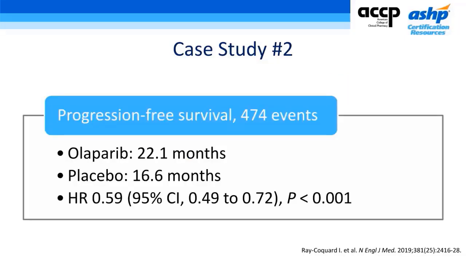Okay, this slide shows the results for the primary outcome, which was progression-free survival. There were 474 events, which met their criteria in their power calculation. So progression-free survival with olaparib was just over 22 months, and then placebo was just under 17 months. The hazard ratio of 0.59 with a confidence interval of 0.49 to 0.72 indicates progression-free survival was longer with olaparib compared with placebo within the confines of this study.